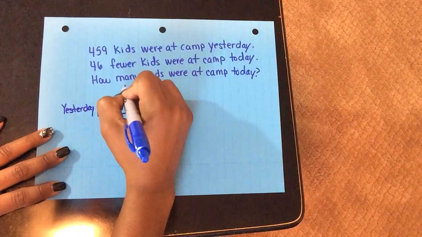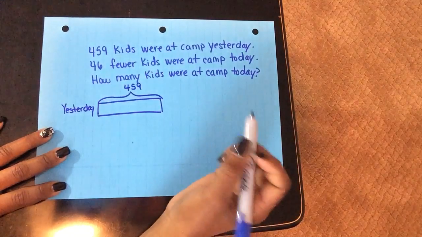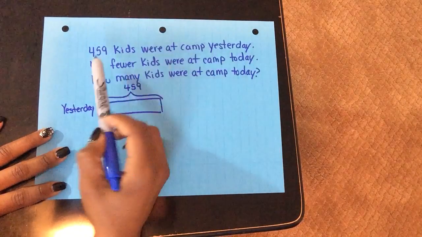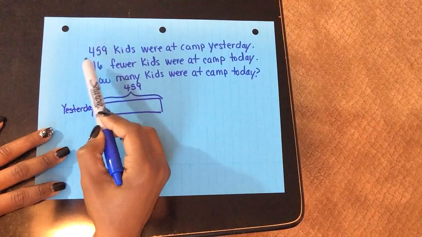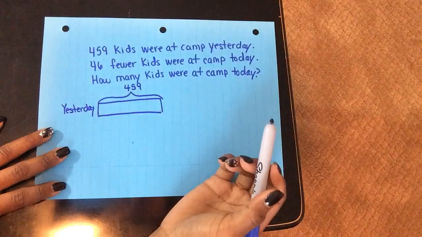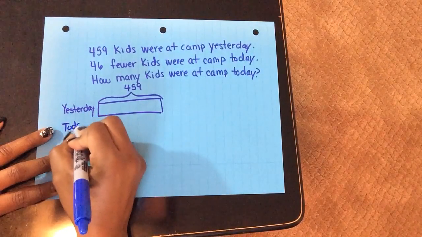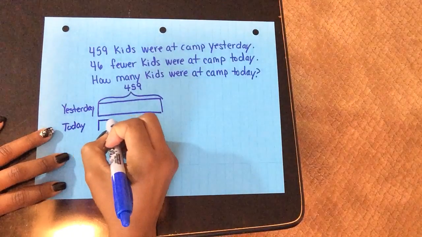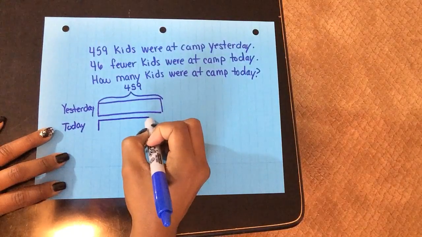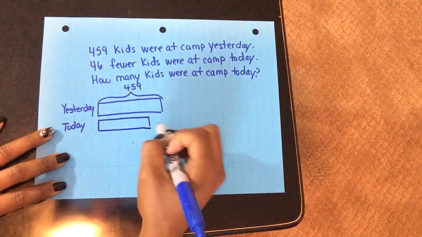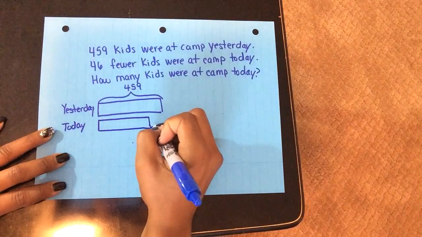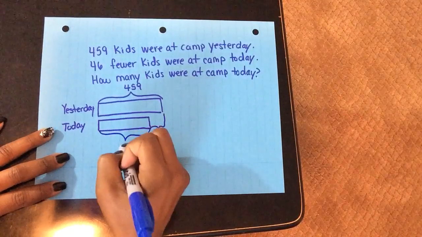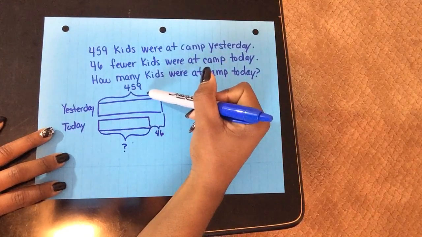Okay, once again, it doesn't matter the size of the bar model. We know that there were 46 fewer kids at the camp today. So that means today we did not have 459 kids. We had 46 less. So that number for today is going to be smaller than yesterday. So for today, I want to make sure that my bar model is slightly smaller than 459 because the number 46 is not too big of a number. Okay, and then our missing piece that we don't know is right here.